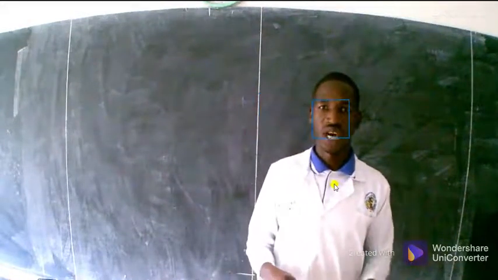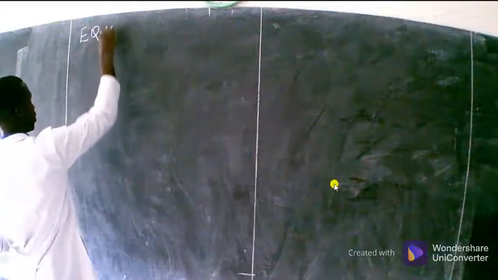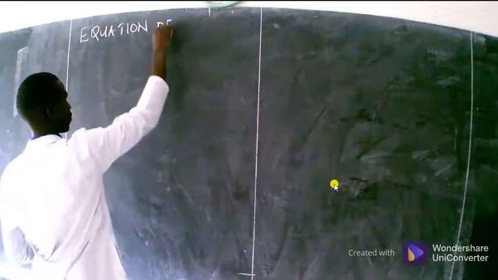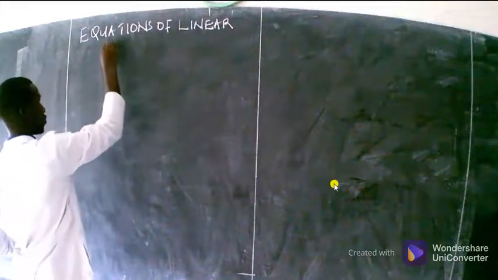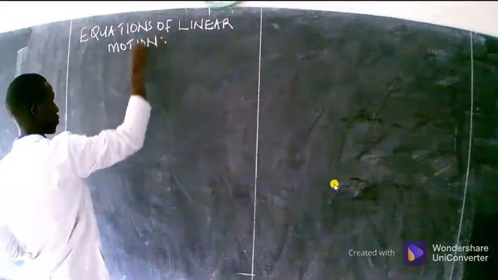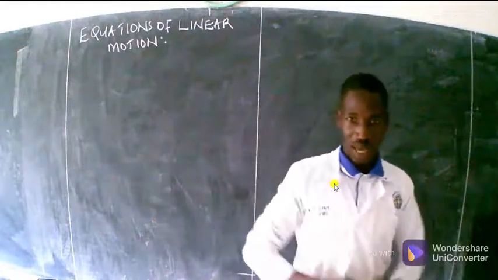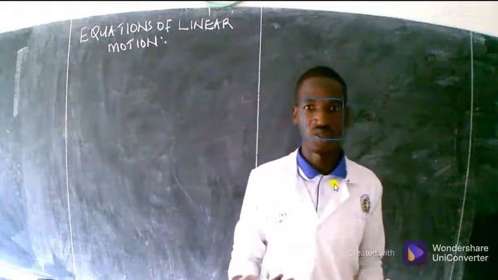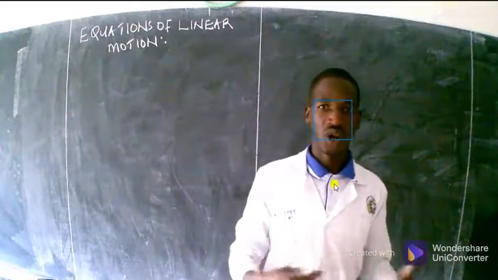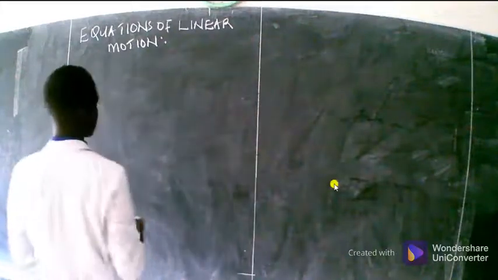So today I want us to discuss equations of linear motion. That's what we're discussing today. There are basically three equations of linear motion, as we are yet to see. We have what we call the first equation of motion, the second equation of motion, and lastly, the third equation of motion. Now, to start with, let's see the first equation of motion.